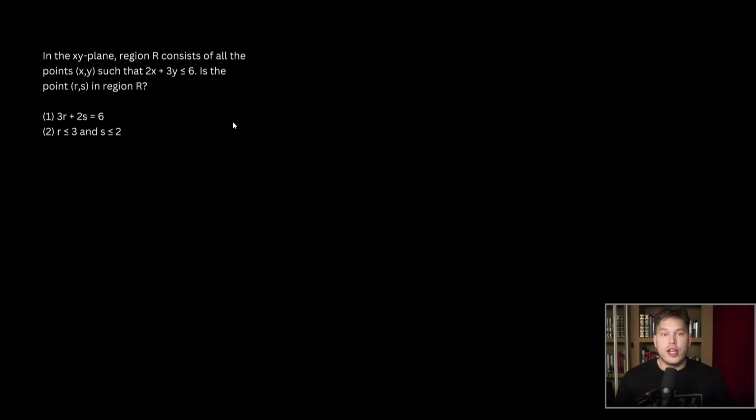In the xy plane, region R consists of all of the points xy such that 2x plus 3y is less than or equal to 6. Is the point RS in region R? Okay, so let's draw a little coordinate plane here.